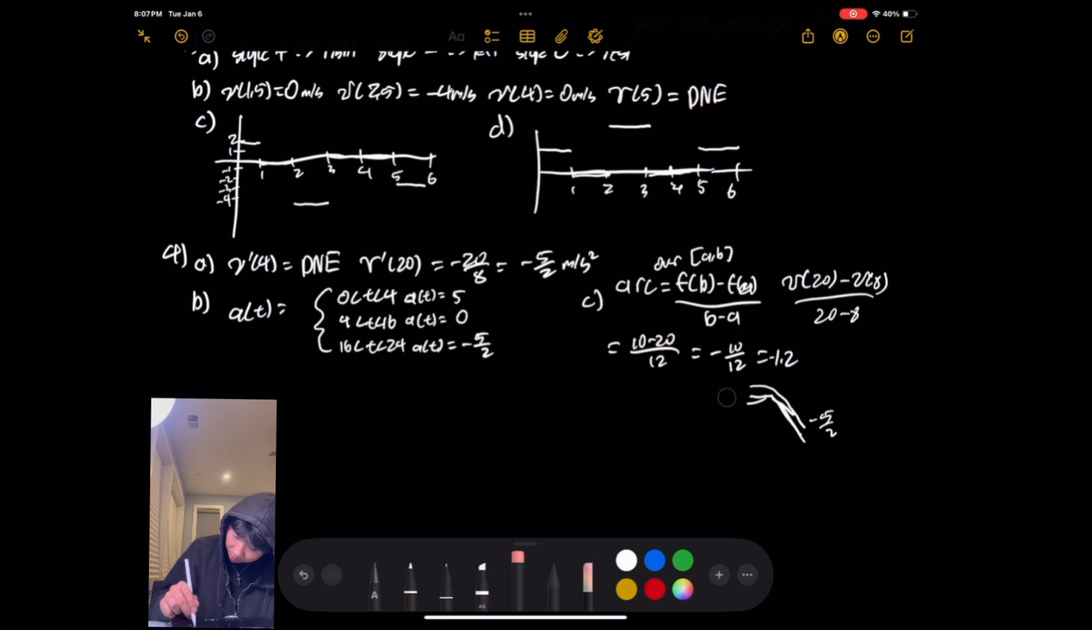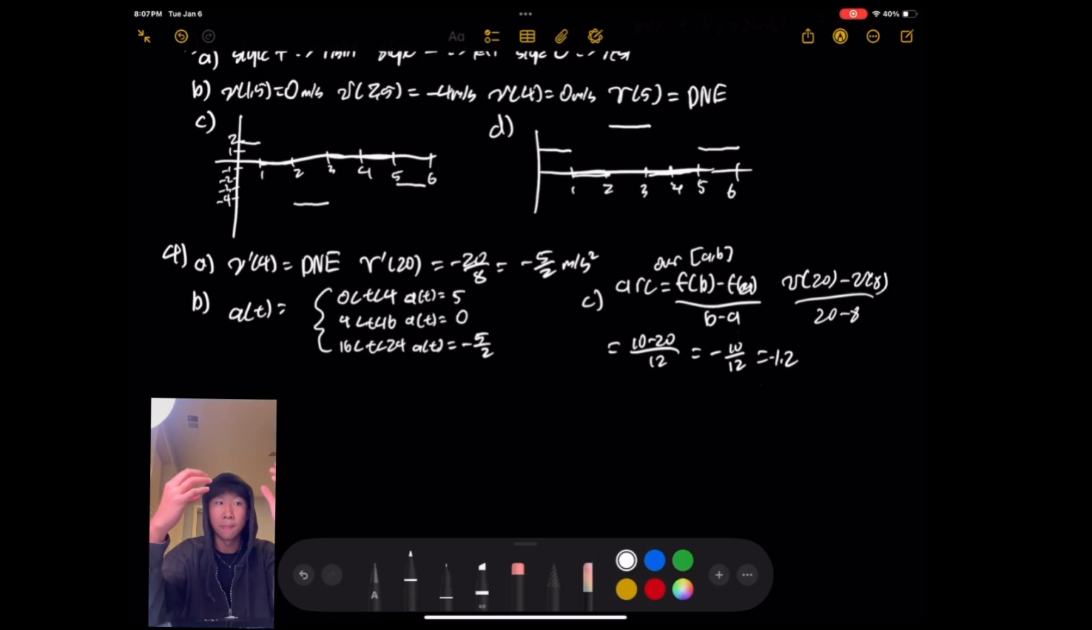It does not work because the mean value theorem assumes that the entire function over that interval is differentiable. And is it differentiable in this interval? No, because at point 16, there's a corner.